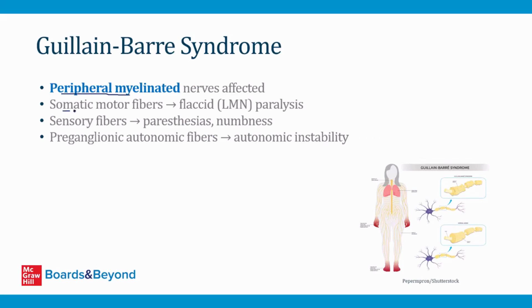So this includes somatic motor fibers, which means the nerve fibers that supply muscles in our body. And so when you have damage to these fibers, that leads to flaccid paralysis, lower motor neuron type muscle paralysis. Also in Guillain-Barré syndrome, you have damage to peripheral sensory fibers. So this can lead to symptoms like paresthesias and numbness, which we'll talk about in a minute. And then finally, preganglionic autonomic nerve fibers are myelinated fibers. So they get damaged in Guillain-Barré syndrome as well. And this can lead to autonomic instability with problems related to heart rate and things like that.